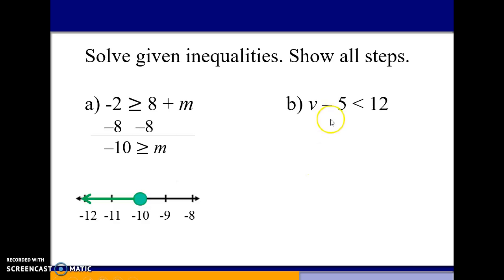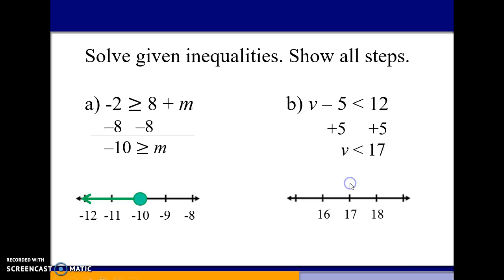For the second example, we have subtraction of 5 being done to both sides. We add 5 to undo it. We end up with v is less than 17. To graph the solution set, we put 17 in the middle, a few numbers larger, a few numbers smaller. And then, because we do not have that equal part underneath the inequality sign, 17 is not a possible solution. Only numbers smaller than 17 are. Because of that, we'll put an open circle on 17, and all numbers smaller than 17 are solutions.